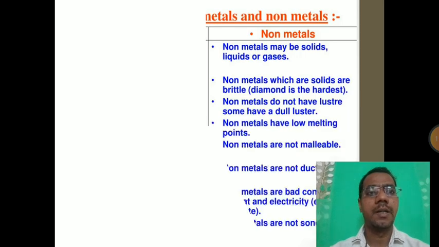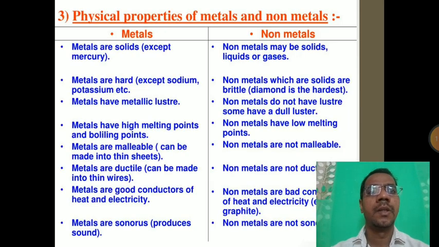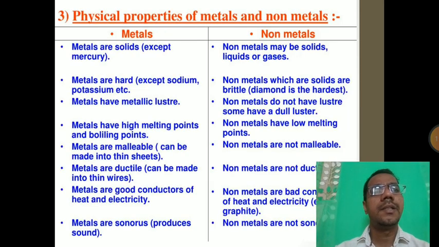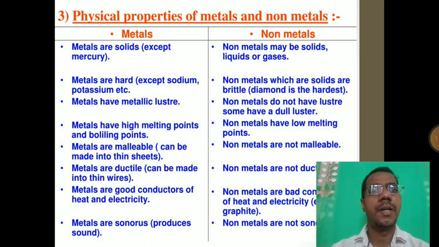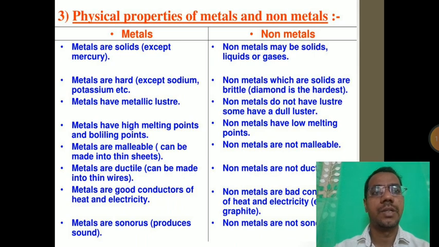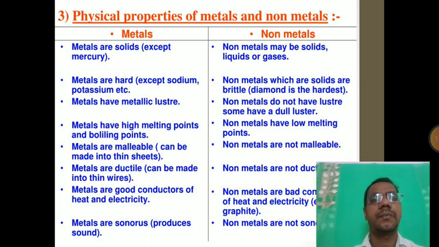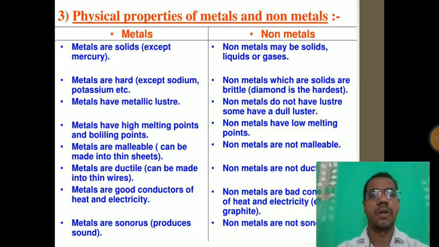Next part, metals and non-metals. We know already the position of metals and non-metals in the periodic table. So we will look at their physical properties along with some exceptions, and what exactly the differences are between metals and non-metals. If we see, metals are solid.